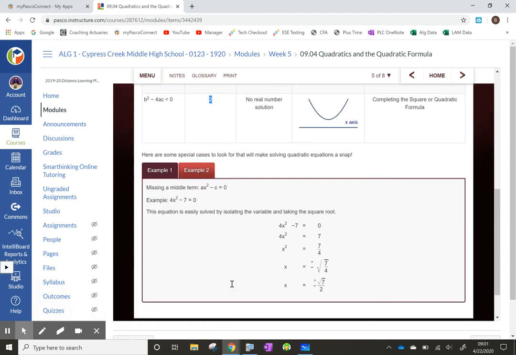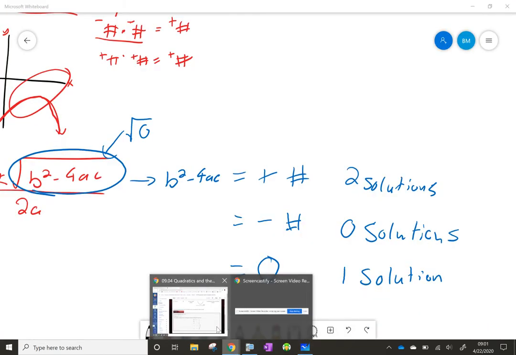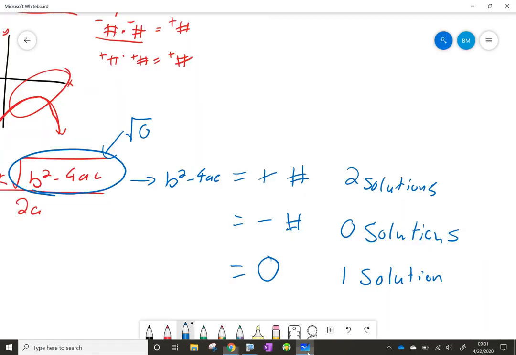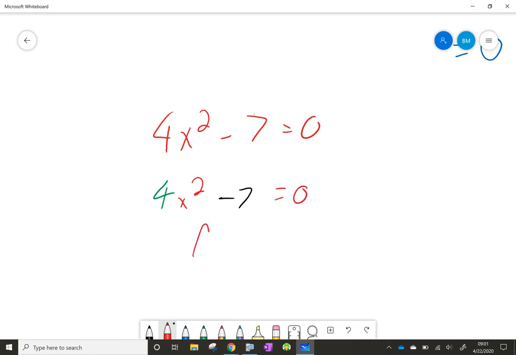Now, just to make things easy for you guys, if you have quadratics like this, so you have ax squared minus c. Let me look at this example, 4x squared minus 7, right? So 4x squared minus 7 equals 0. Now, you'll notice that this quadratic, 4x squared minus 7 equals 0, we're kind of missing the bx term, right? That term is not there.